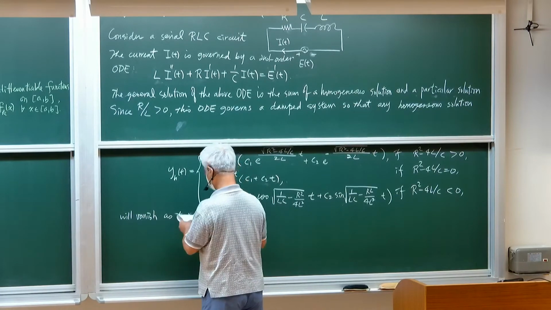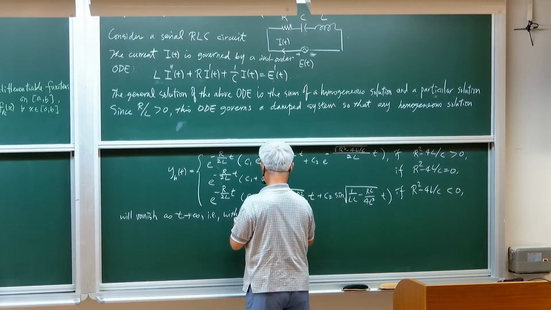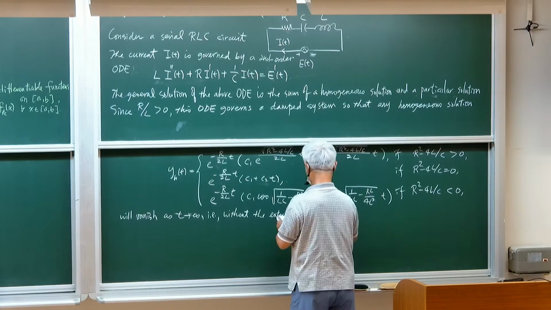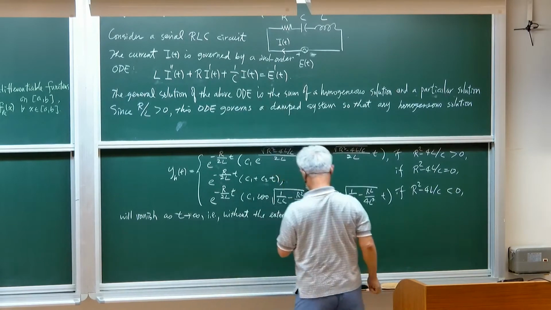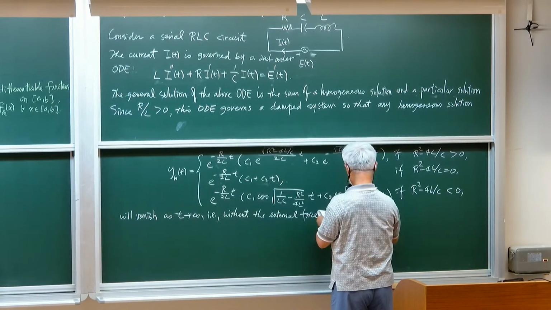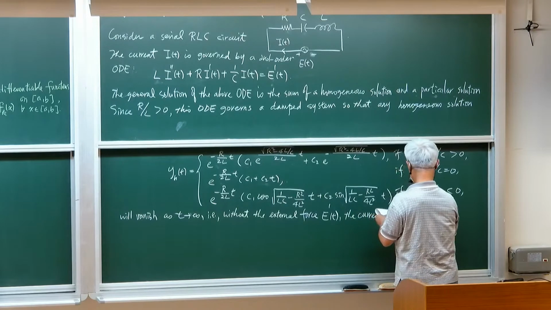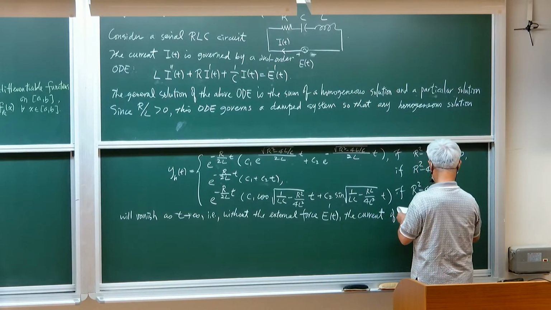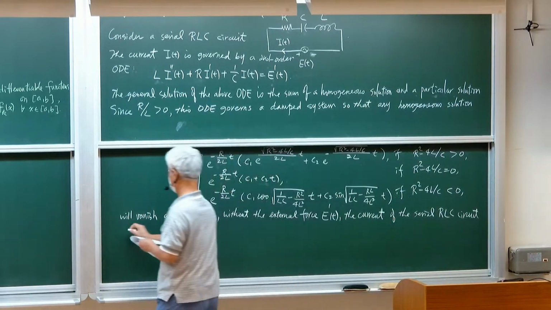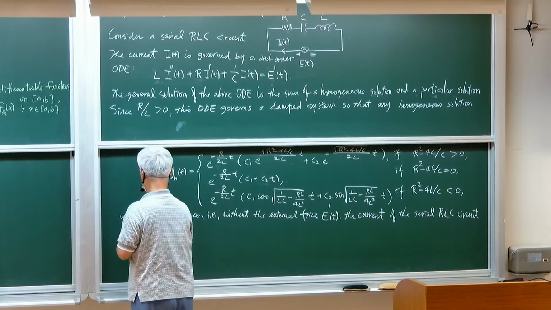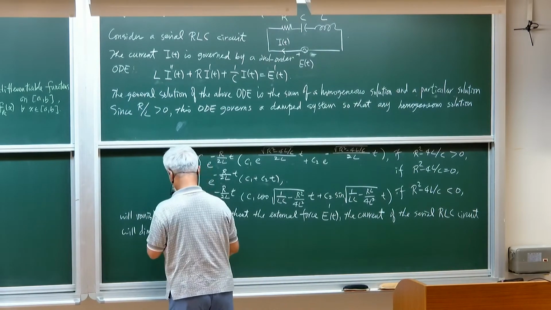So that means that without the external force, E prime t, the current of the serial RLC circuit will diminish to 0 exponentially fast.